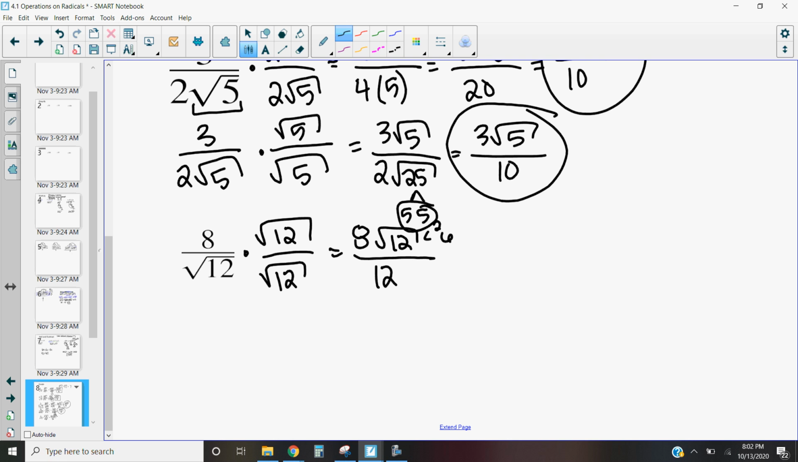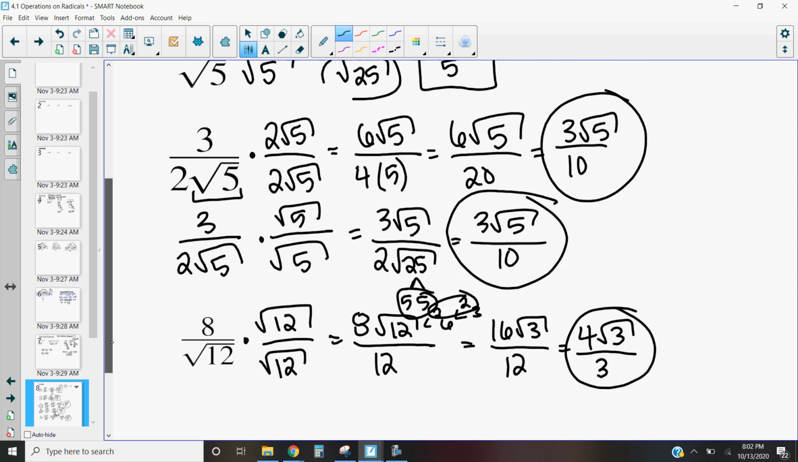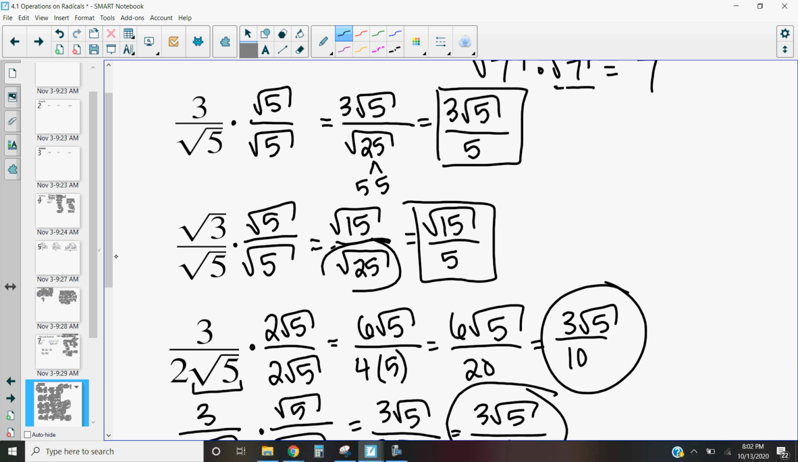This is 2 times 6. 6 is 2 times 3. I can back grab 2. So this is really 16 times the square root of 3 over 12. And 16 over 12, well, that simplifies to 4 over 3. So really, we can simplify this down quite a ways. And that is how we would divide if we just have a single term on the bottom.